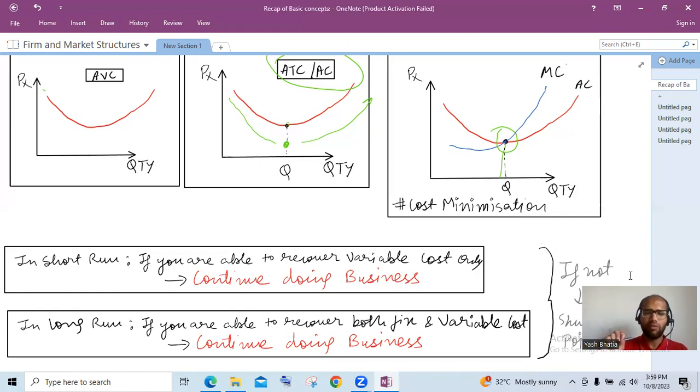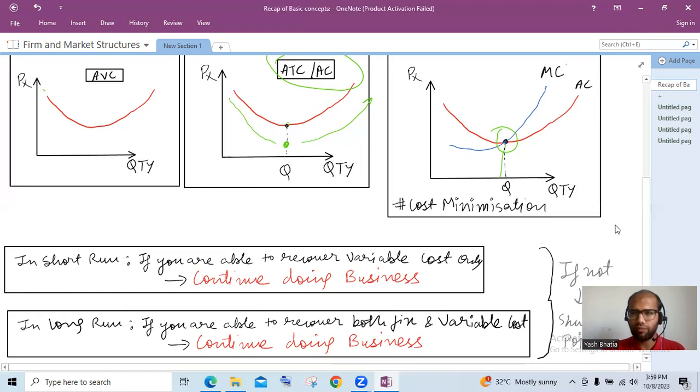At that point where you should stop, it's called the shutdown point. The shutdown point is the point in the short run where, if you are unable to recover variable costs, you should stop doing your business as it is not going to be profitable. And in the long run, if you are unable to recover either the variable cost or the fixed cost, the same applies. So this is the short concept that you should know.